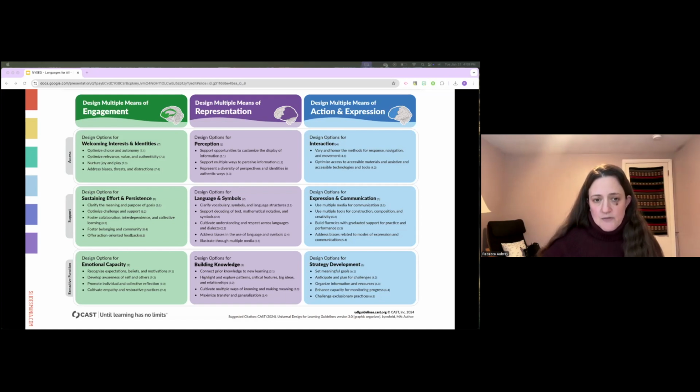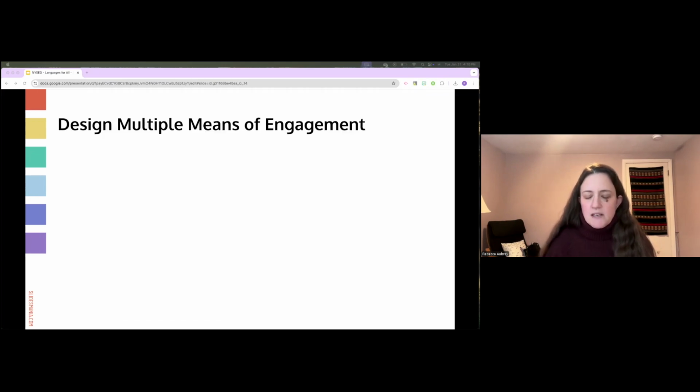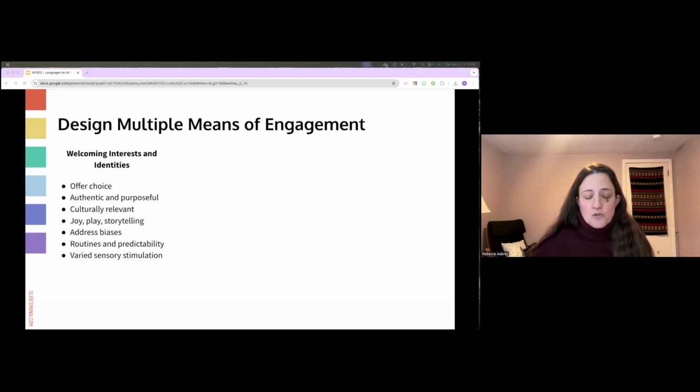But this graphic, this matrix, is a summary of those principles of universal design for learning. And so it has these three categories of engagement, representation, and expression, but then also looks at each of them through access, support, and executive functioning. And I'm just going to chunk them up a little bit and review them a little bit with you, especially in light of some of the things that world languages naturally lean towards.